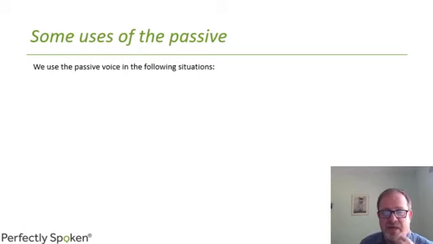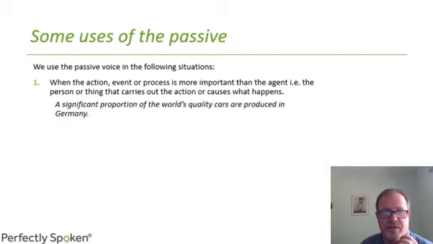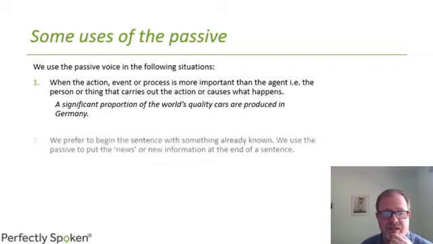So, some uses of the passive. We use the passive voice in the following situations. When the action, event, or process is more important than the agent, i.e. the person or thing that does the action. A significant proportion of the world's quality cars are produced in Germany. Here, we're not interested in who produces them. Here, we're focusing on the production of cars.